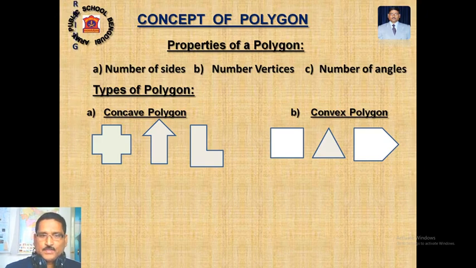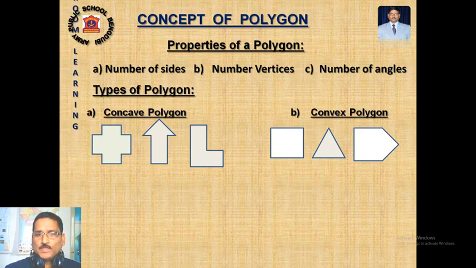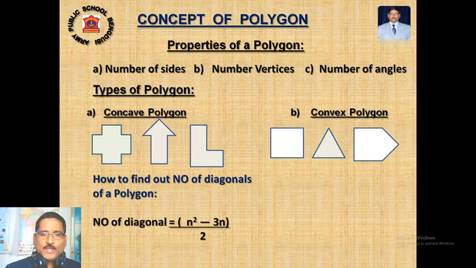If any figure, any shape has more than 180 degrees as an interior angle, it may be one angle or many angles, then that figure will be a concave polygon. And if it is less than 180 degrees, then it will be a convex polygon. Clear? Now, how do we find the number of diagonals of a polygon?